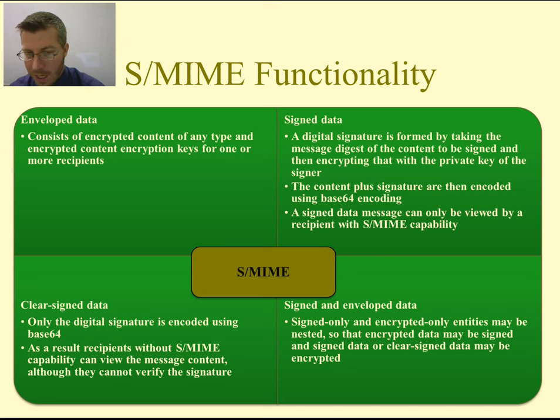And then, of course, the enveloped data would be encrypting, the signed data would be hashing. As we go down to the bottom, the signed and enveloped data. So obviously what we're going to be doing is hashing and encrypting so that we can provide both confidentiality as well as authentication. Very similar to how PGP works.